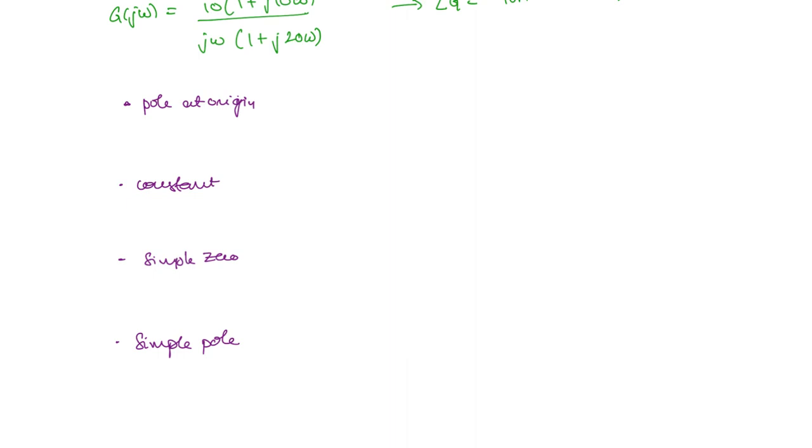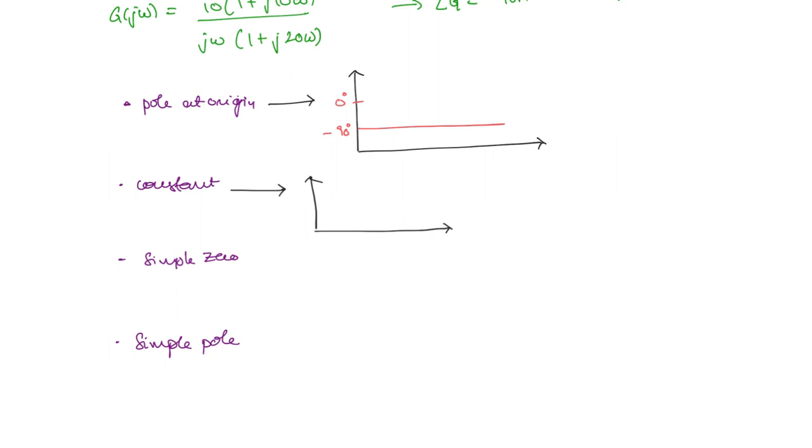Now what will be the phase plot of the pole at origin? It is going to be constant at minus 90 degrees. This is minus 90 degrees. This, let us say, is 0 degrees. This is for the pole at origin. Then what about the constant? This is going to have a constant value once again, but 0 degrees. What about the simple zero? It will start from 0 degrees and then eventually it will reach 90 degrees.